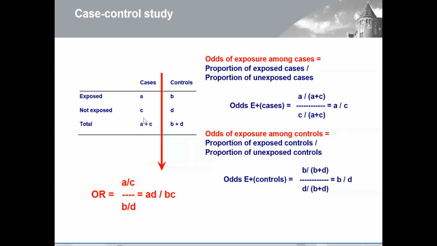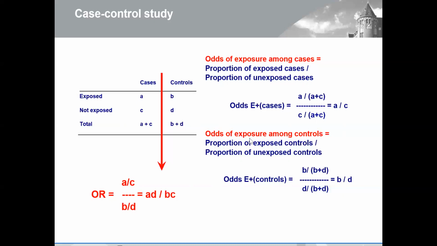What is the proportion of exposed cases? It is A divided by A plus C. And what is the proportion of unexposed cases? It is C over A plus C. If you do the maths, you get A over C.